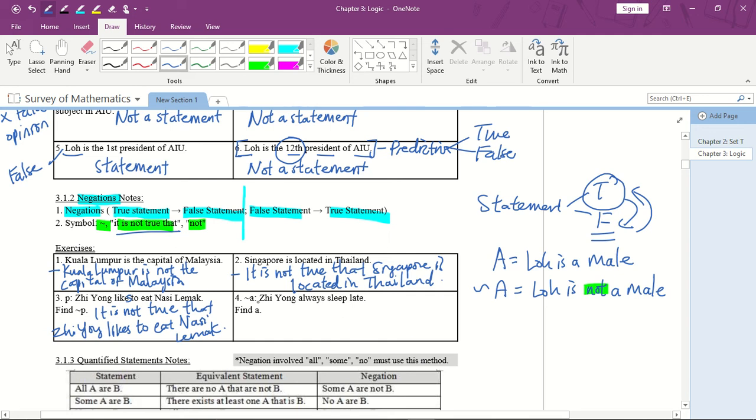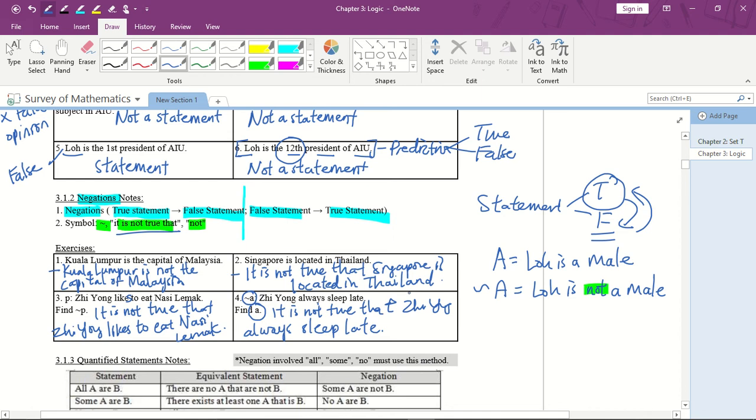Here it says negation A, Zion always sleep late. Now we have a negation, and we need to find a statement without negation. It is the same thing, we can use this one also, to flip it over. So it can be: it is not true that Zion always sleep late.